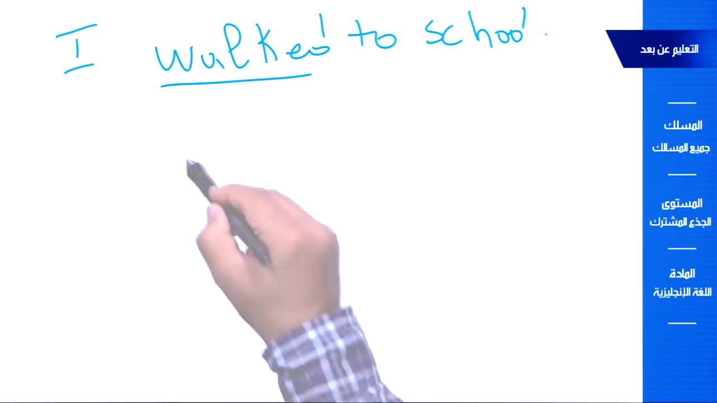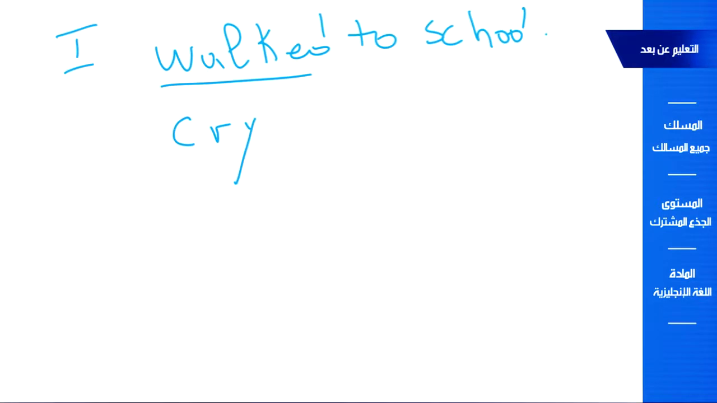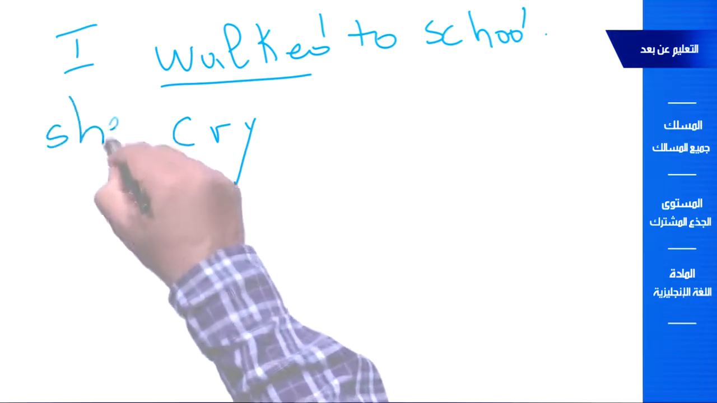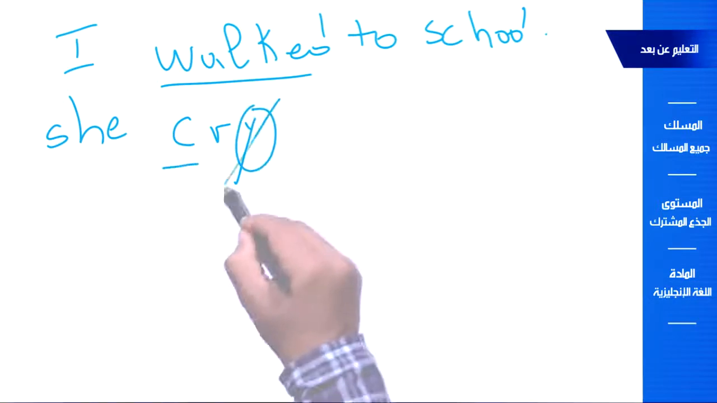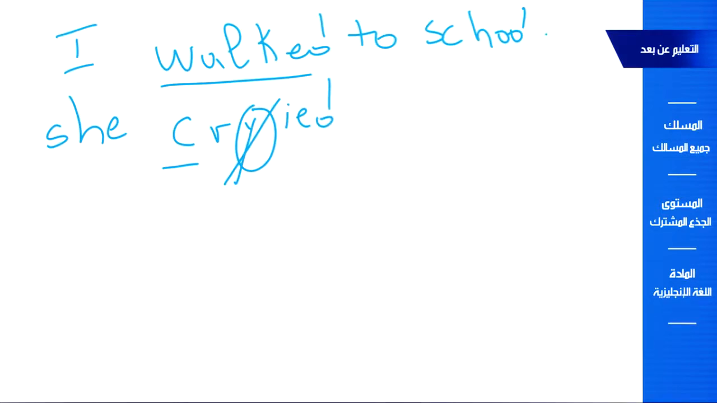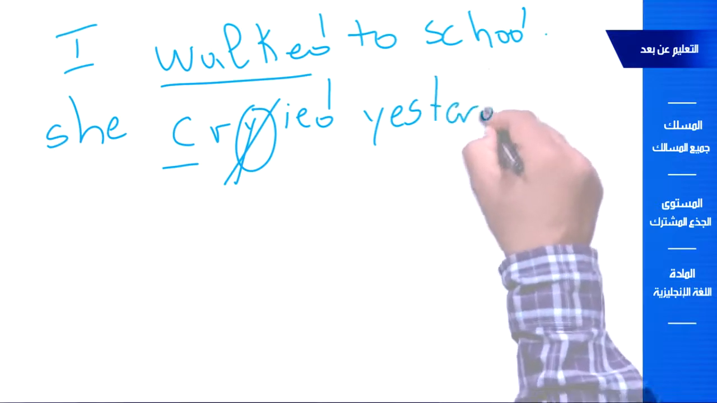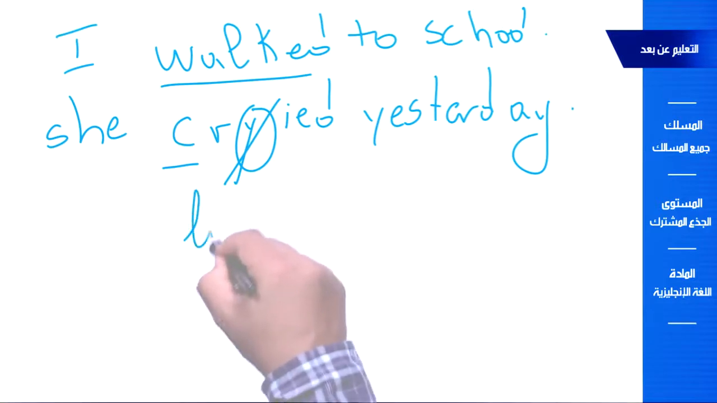Let's take another verb, for example, the verb cry. Here we have she cry, and then we have Y. When we have Y, we omit it and we add ied. So we say she cried yesterday. We're always talking about the past here. Let's take another example, the verb live.